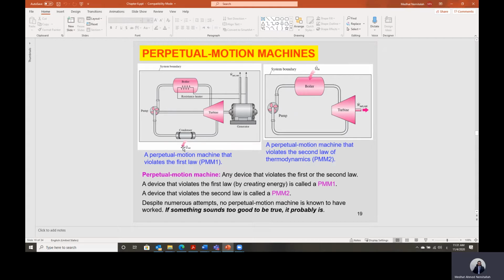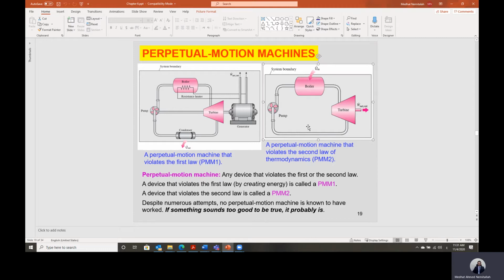So this would be a perfect system, if this system doesn't have any kind of input, and it gives us electrical power, and the heat is rejected here without any input to the system. So this is a clear violation of the first law of thermodynamics. Next, the perpetual motion machine of the second kind, which is a violation of the second law of thermodynamics.